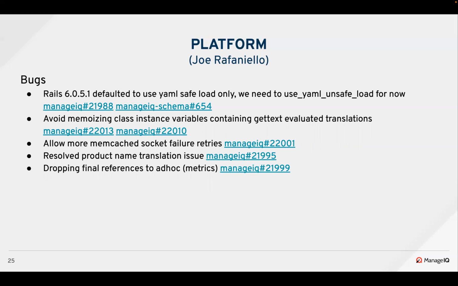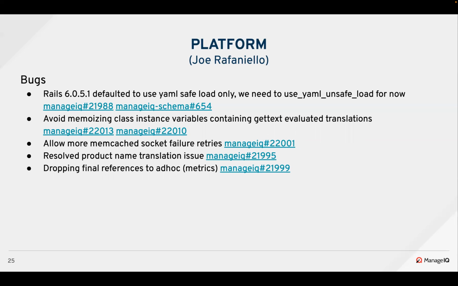Then I added more memcache socket failure retries. Because we don't use multiple memcache instances, the default behavior for Dalli was 2 retries, actually 1 retry, 2 total attempts. And that was just not enough if you don't have a pool of memcache instances to fail over to. So we had to be more careful about giving up so quickly.